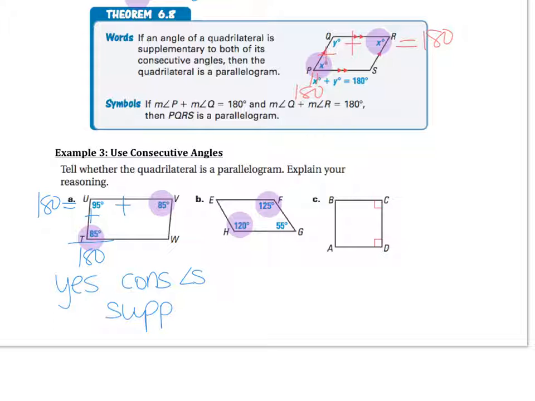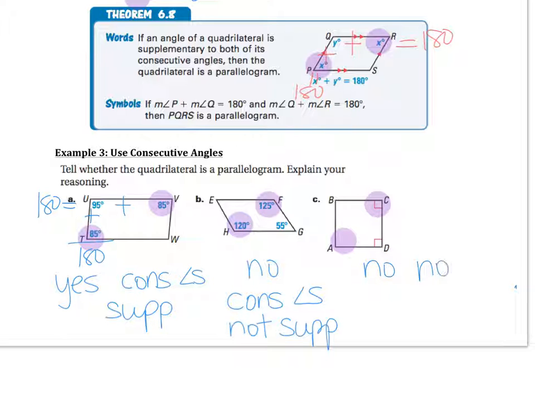So I look here, the next one, I can see that my purple are not congruent, so it doesn't matter if they add up to 180 or not. This would be consecutive angles not supplementary. And in the next one, I don't have a pair of opposite angles even given. So this would be no, not enough information.